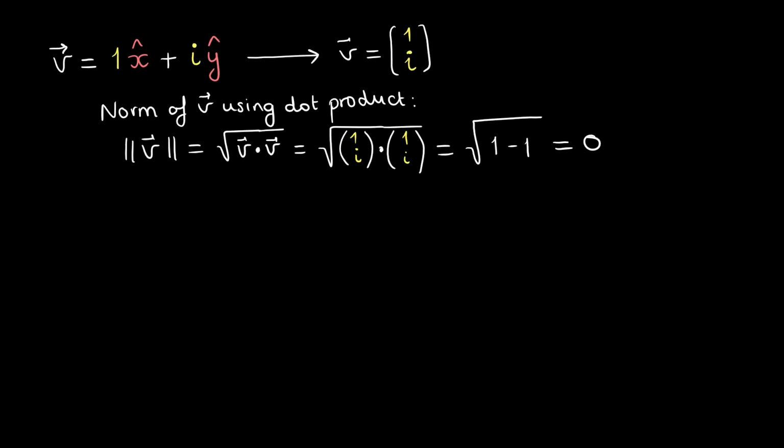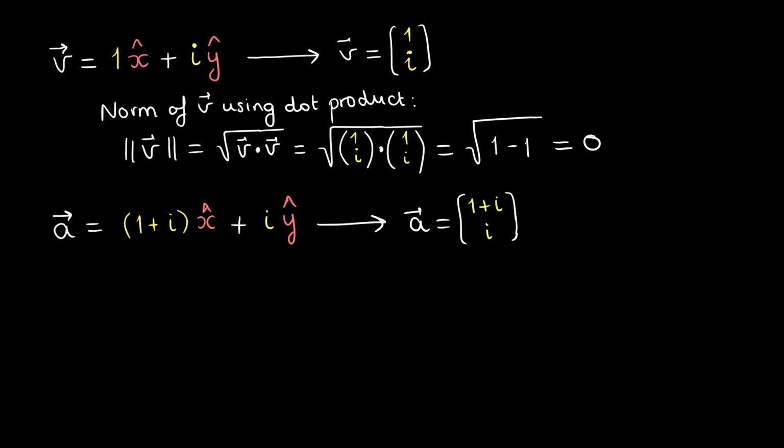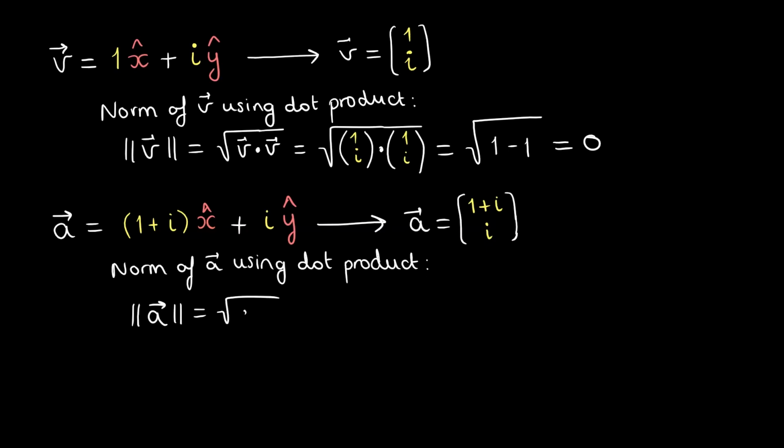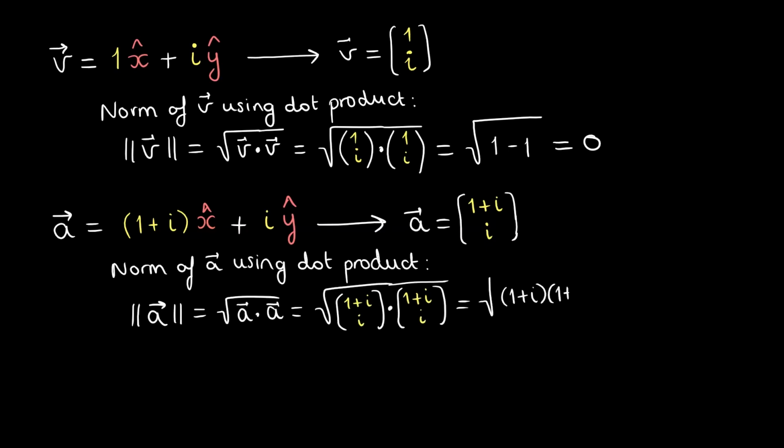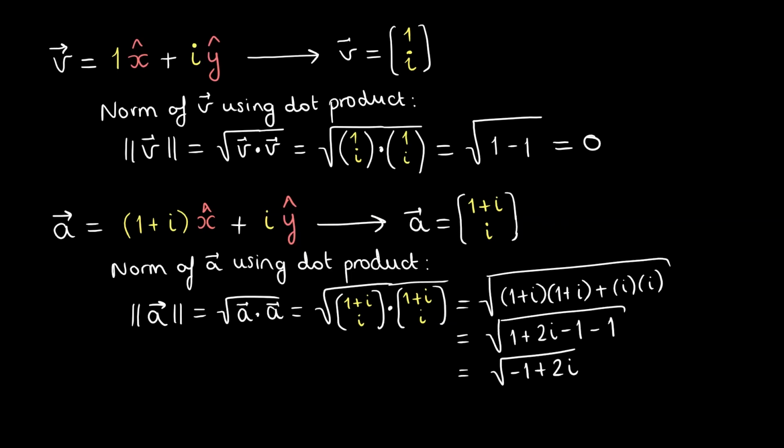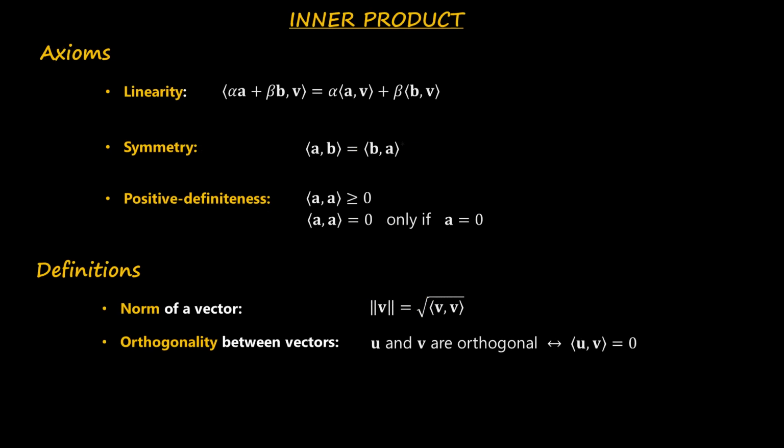Let's do another example. Vector A equals 1 plus i x hat plus i y hat. If we use the dot product to calculate the length of A, we get the square root of minus 1 plus 2i. This is clearly a complex number. How can the length of a vector be complex? The dot product definitely gives ugly results. The traditional dot product is in fact breaking some of our axioms when we use complex vectors.